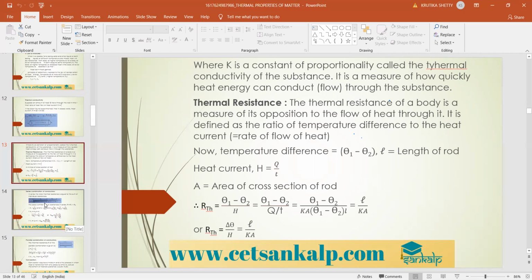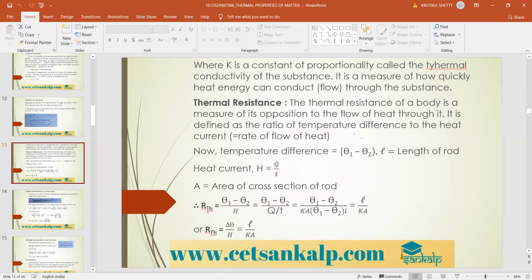Resistance means what? Already we know that resistance is nothing but opposition to the flow of current. Here thermal is there. Therefore, it is opposition to the flow of heat through it. It is defined as the ratio of temperature difference to the heat current. Here the temperature difference is theta 1 minus theta 2, where L is the length, heat current is given by H, and A is the area of cross section.